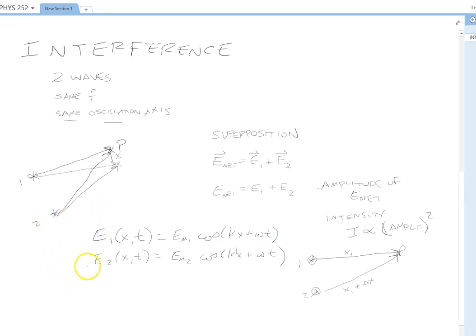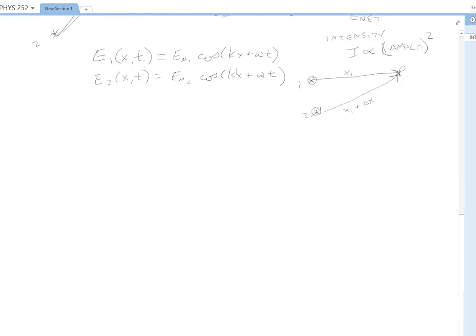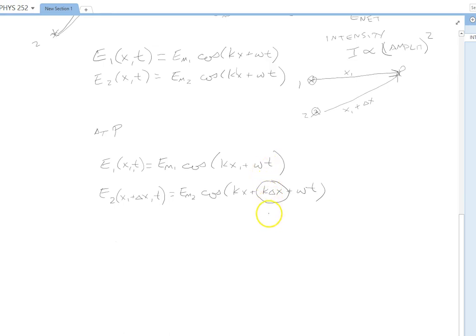I'm going to write, when we get to point P, let me scroll down so I have some more room. So at point P, E1, after traveling that distance of x1, is going to be E sub m1 times the cosine of kx1 plus omega t. And then wave 2, when it travels that distance of x1 plus delta x, is going to be equal to E sub m2 cosine, and I'm going to distribute the k, so I get kx1 plus k delta x plus omega t. Okay, now look at those two arguments of the cosine. Notice the two cosine functions are out of phase by this k delta x.